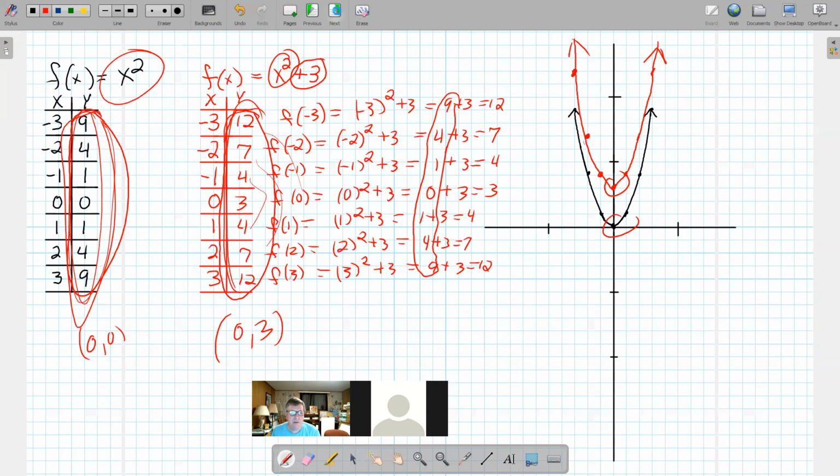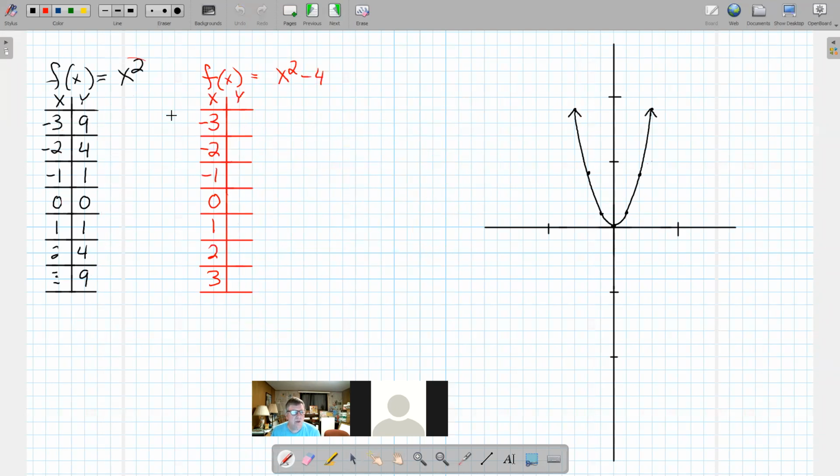All right, let's take a look at this one. Once again, we have f of x equals x squared in black, graphed over here. And now we have f of x equals x squared minus 4. So the new y values, how are they going to compare to these y values over here? Is there a way we could shortcut it and just get to the outputs without doing each calculation? Anybody?